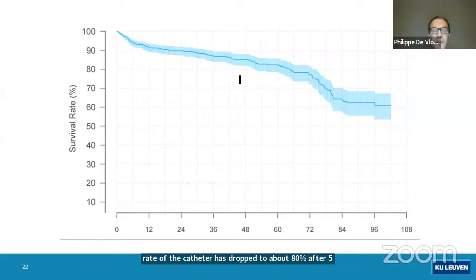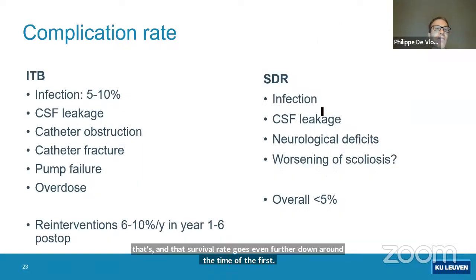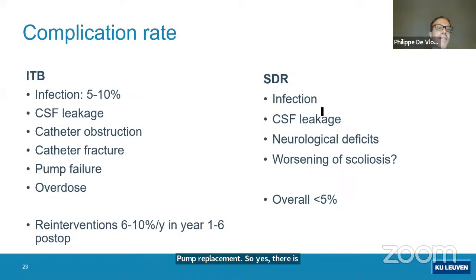And so within the first 5 years, even if you use an Ascenda catheter, you will have to replace about 20% of these catheters. And that survival rate goes even further down around the time of the first pump replacement. So yes, there's a much higher complication rate with ITB, and there's an infection rate. You all know these risks.